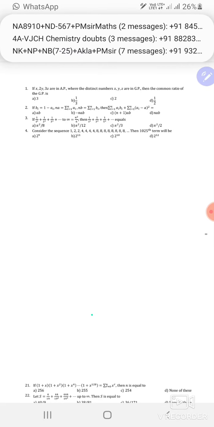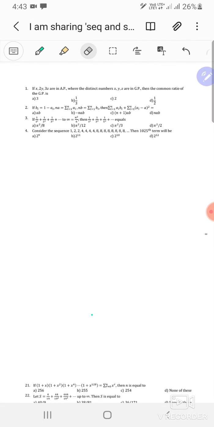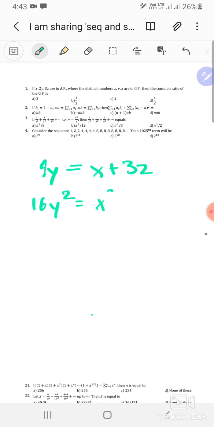Okay, cool. So the first question is, if x, 2y and 3z are in an AP where the distinct numbers x, y, z are in GP, then the common ratio of the GP is. So these are in AP, which means that 4y has to be equal to x plus 3z. So we can square that and get 16y squared is equal to x squared plus 9z squared plus 6xz. But we know that y squared is just x times z because these are in GP.